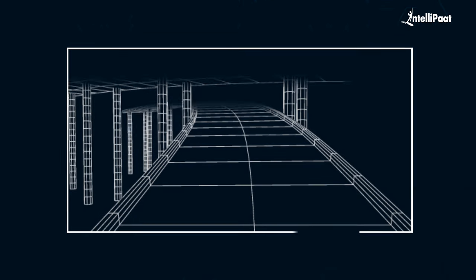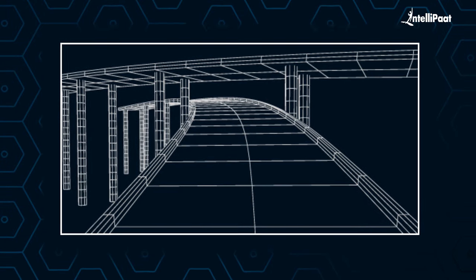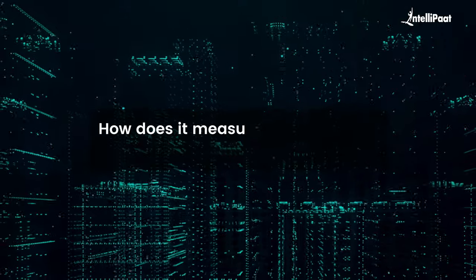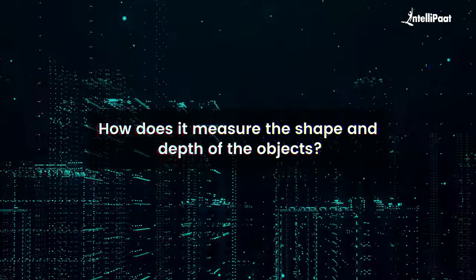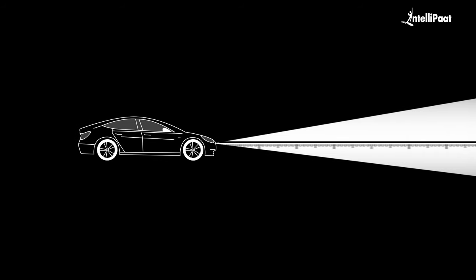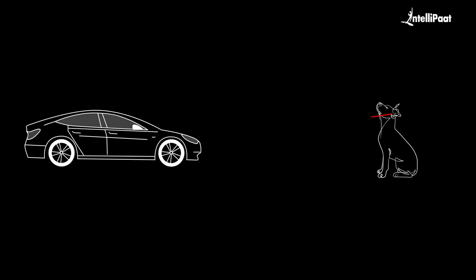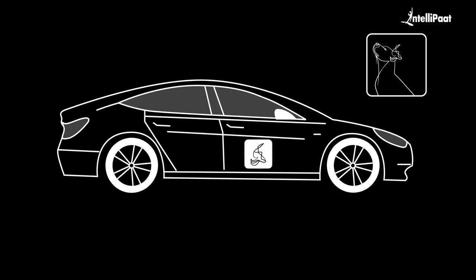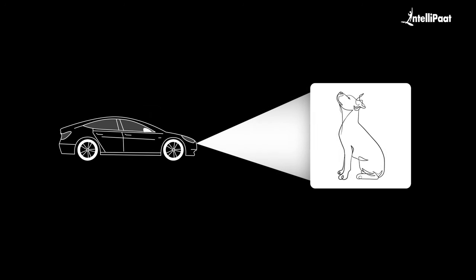It's like a magical blueprint that tells the car where everything is, even tiny details like the button on someone's shirt. But how does it measure the shape and depth of the objects? Well, LiDAR continuously fires laser pulses to measure the distance. For example, if there is a dog in front of a car, one pulse might hit the base of the dog's ear and the next one might reach the tip of the ear before bouncing back. By measuring the time it takes for the pulses to return, the car can understand the shape of the dog's ear. With a lot of short pulses, LiDAR renders a detailed profile of the object.